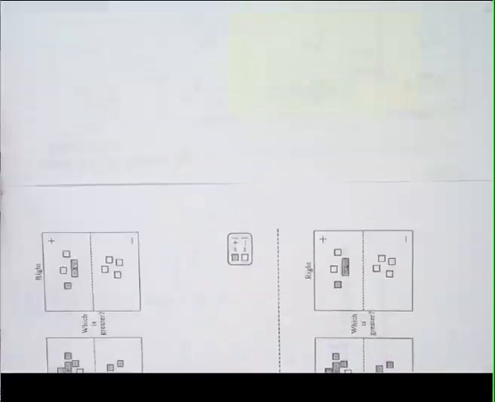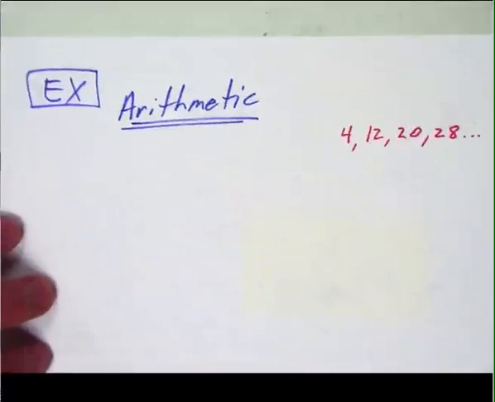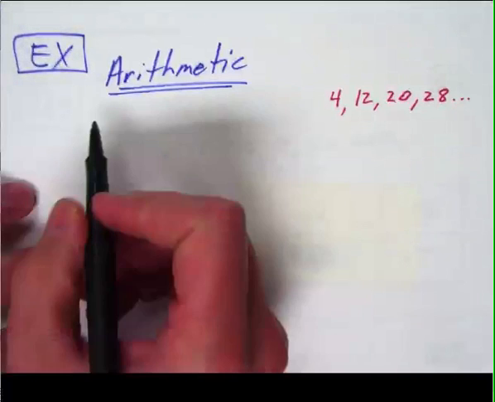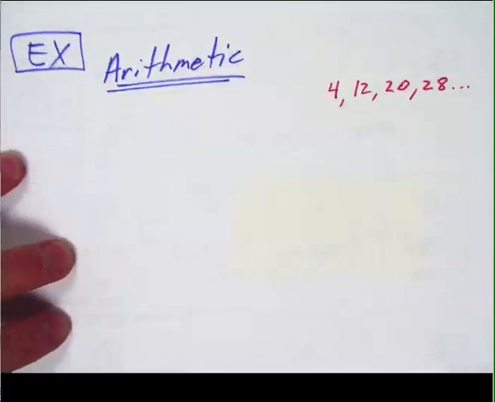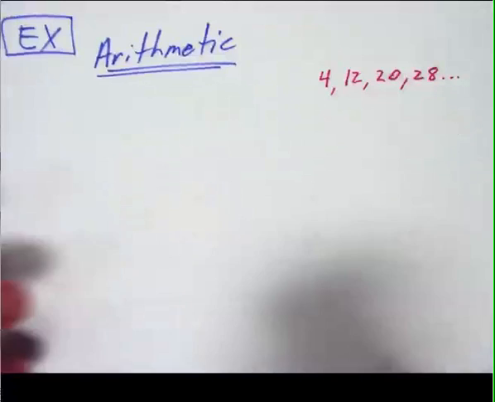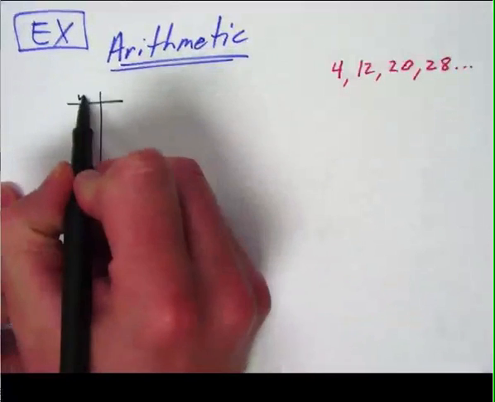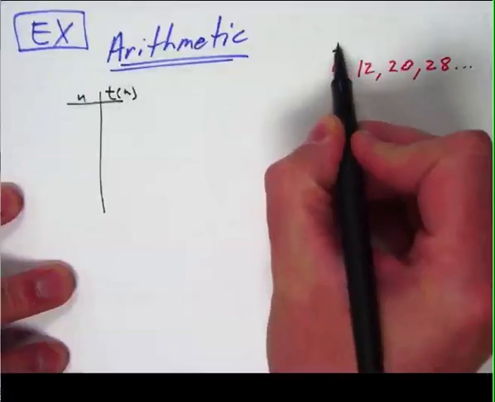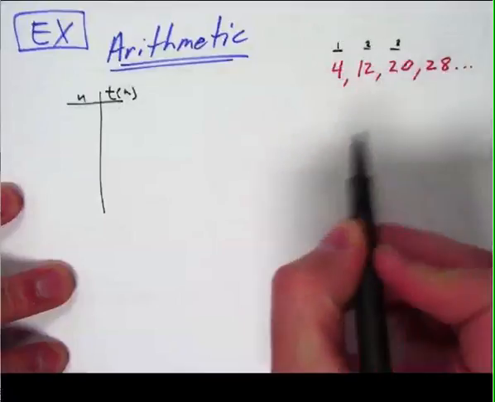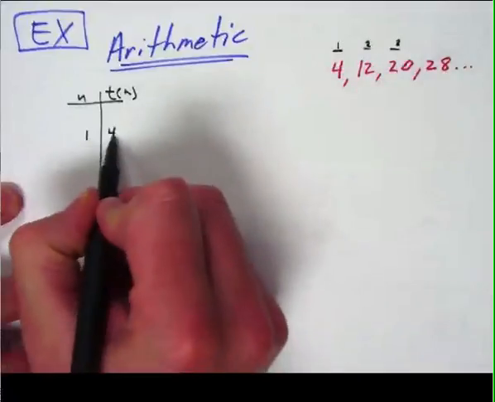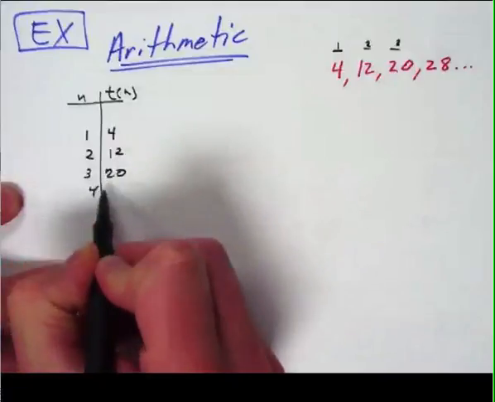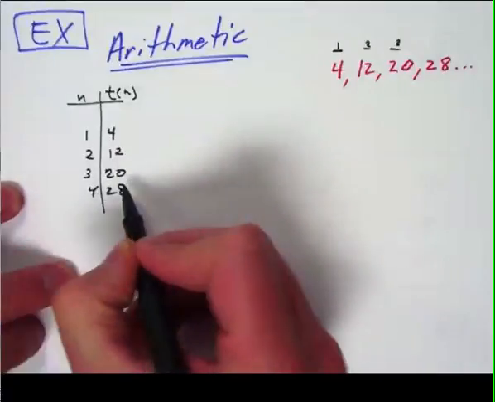A typical sequence would look like this, where you've got the arithmetic sequence 4, 12, 20, and 28. What I would recommend doing, or typically it is done, is that you take the sequence and you table it. So you say that would be n and t of n, and this is the first number of my sequence, so that's 1, 2, 3, and so on. Then my first term is 4, 2 is 12, 3 is 20, and 4 is 28. And then what I'm looking for is the pattern.